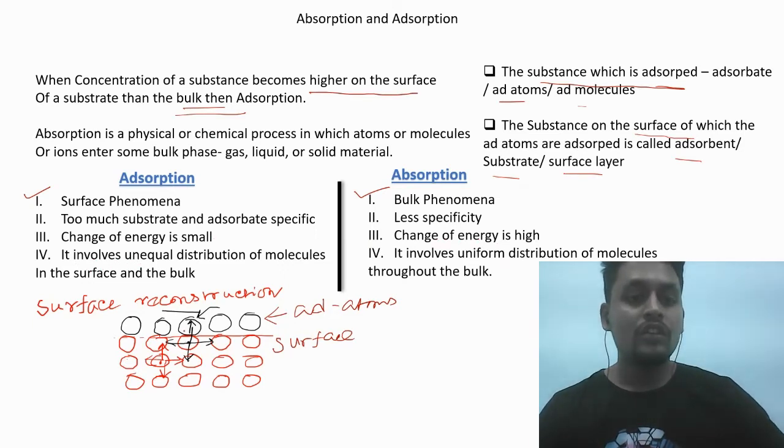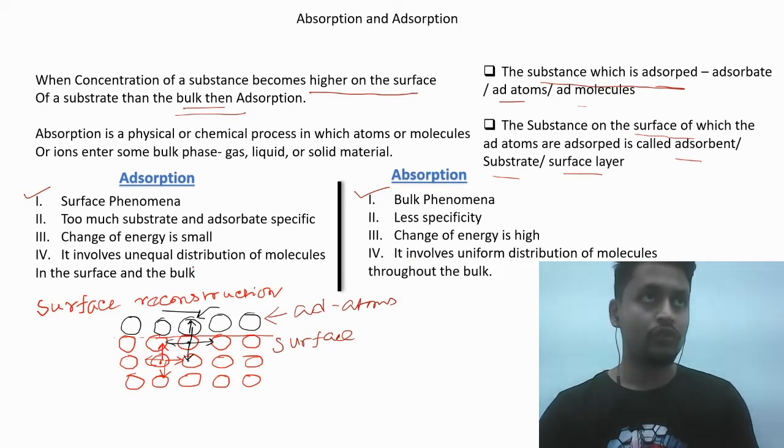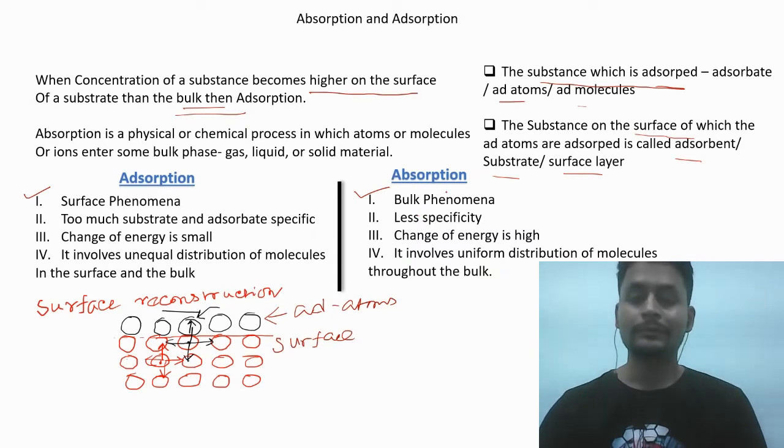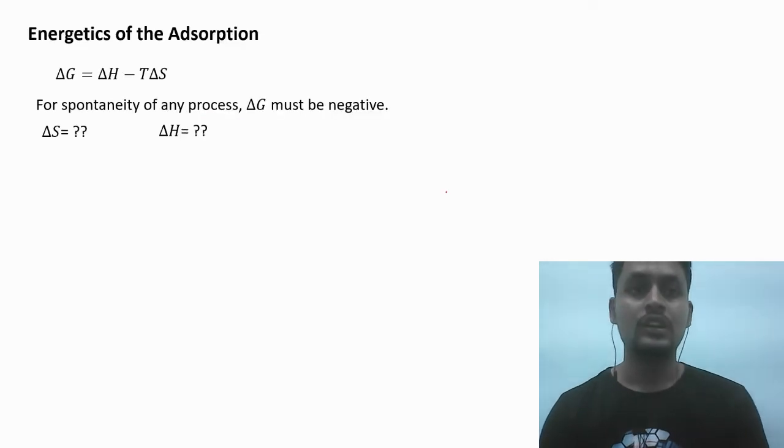Also, what I said already, adsorption is only a surface phenomenon, so there will be an unequal distribution of molecules between the surface and the bulk. There will be practically no adatoms in the bulk; they will only be on the surface. But in case of absorption, there will be an equal distribution of the foreign atom, right? So these are the basic differences between adsorption and absorption.